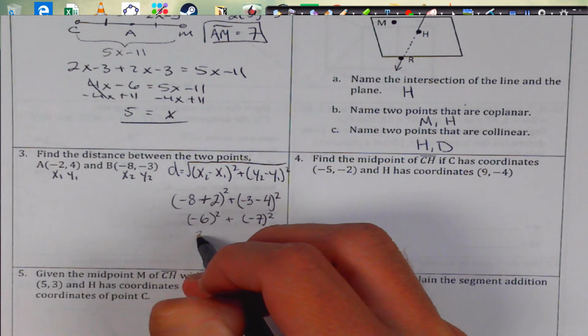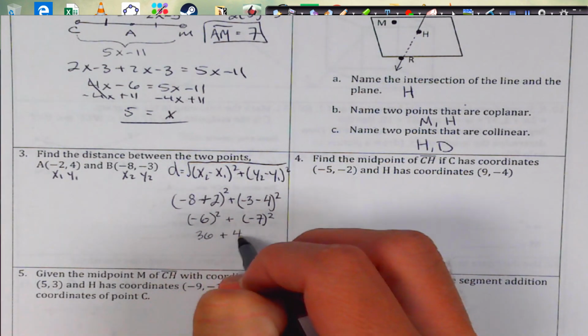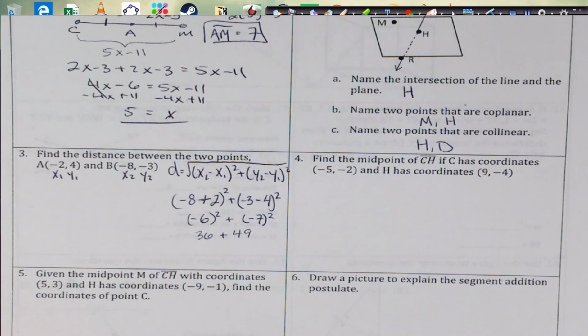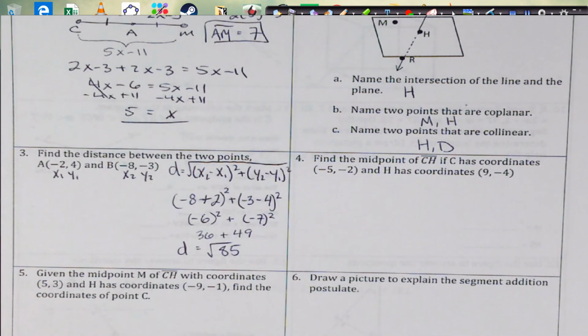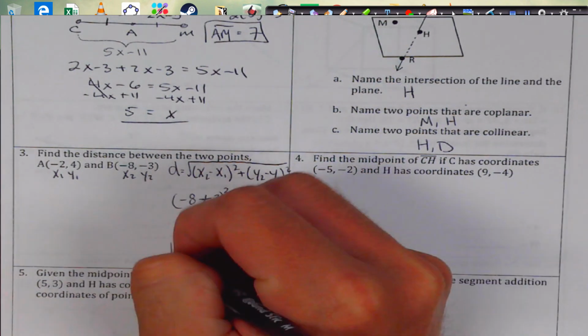So 6 squared is 36 plus 49, and then all we have to do is add those two values together. Let me grab my calculator so I don't make a mistake. I think it's 85, but let me double check. Sorry, my calculator is in the wrong mode. There we go. Yeah, 85. I was right, but you always want to double check. And the square root of 85 actually doesn't break down, so we can leave it as the square root of 85.